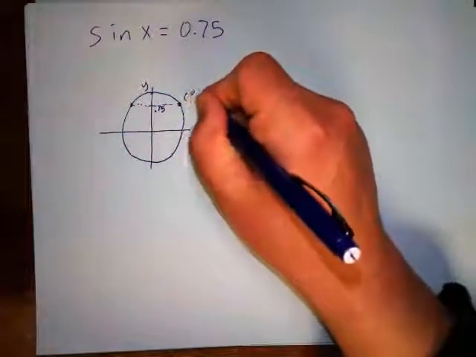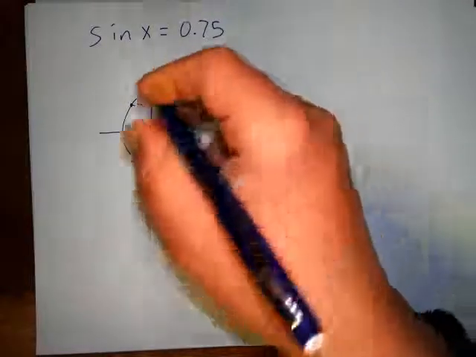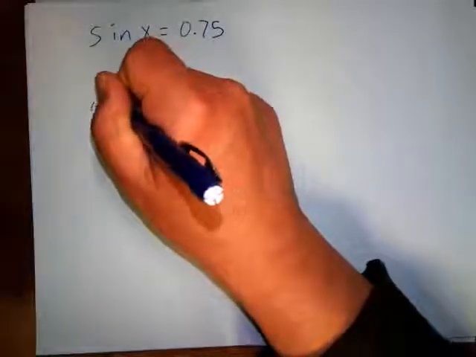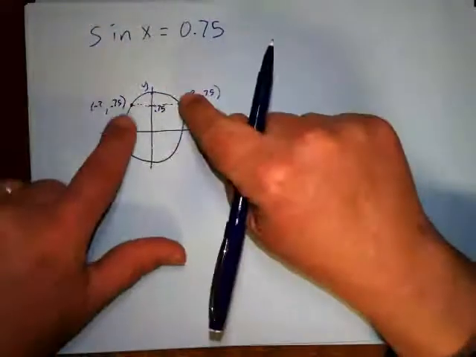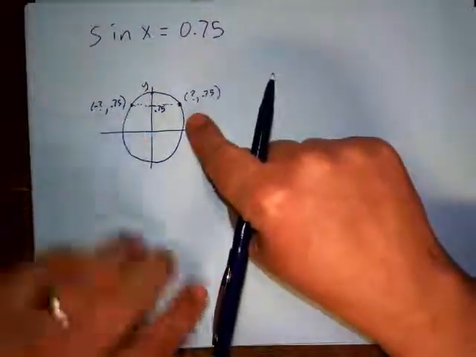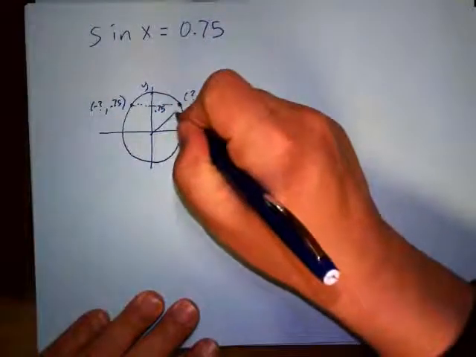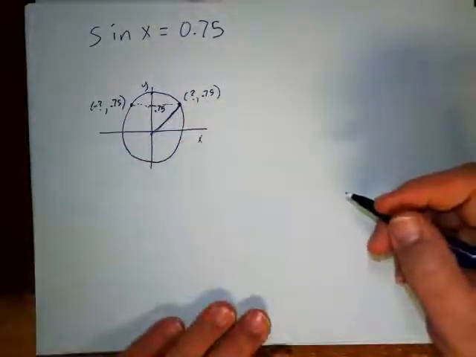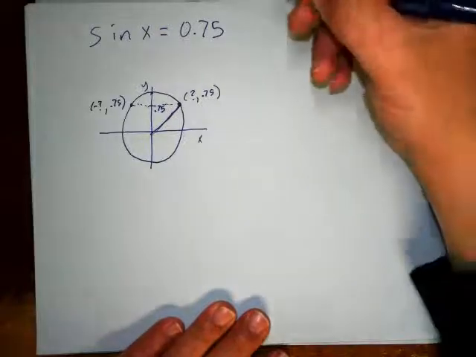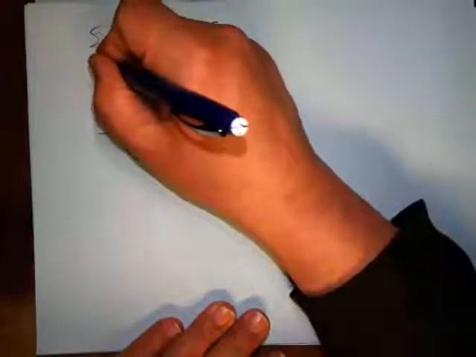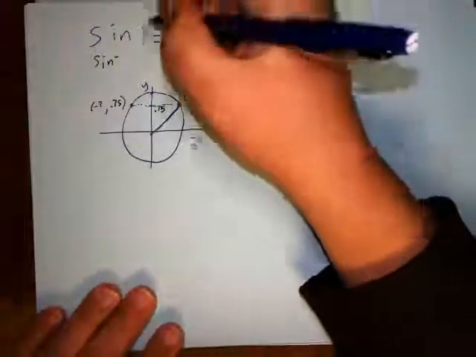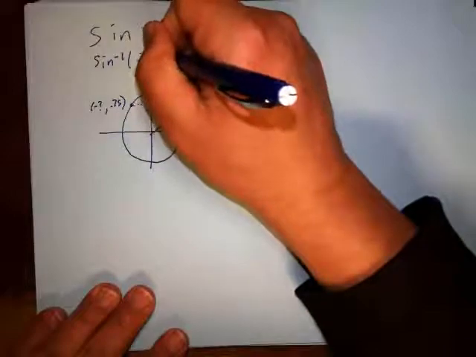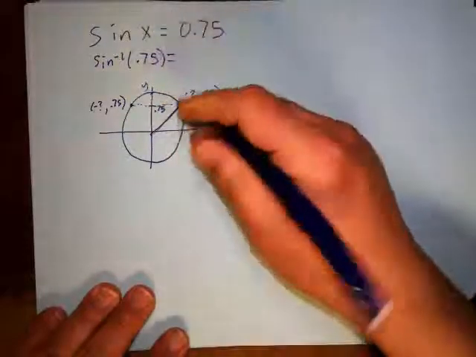So I could do this, question mark, 0.75. And over here, this would be negative question mark, whatever that number was, 0.75, right? But these would be two places where the y-coordinate is 0.75. Now the thing is, I don't know what angle that is, and so what I'm going to do is use the inverse trig function. I'm going to do sine inverse of 0.75, and that's going to give me this angle.